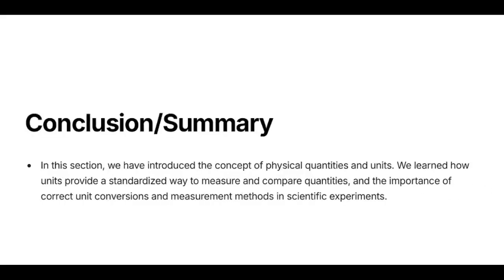So let's see. In this section, we've introduced what physical quantities are, and we've also seen how these units provide standardized ways to measure and compare quantities, and the importance of correct units, conversion and measurement. I remember saying in this lesson that units are used to measure quantities, and units can be converted from one system to another, either SI or CGS.